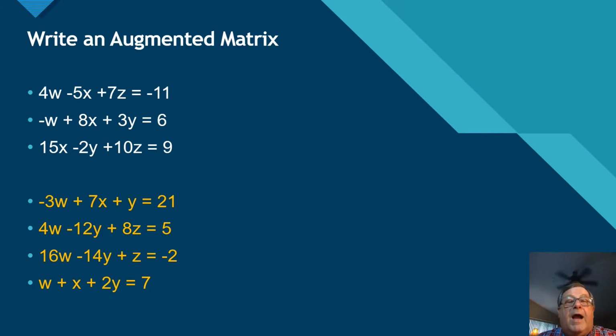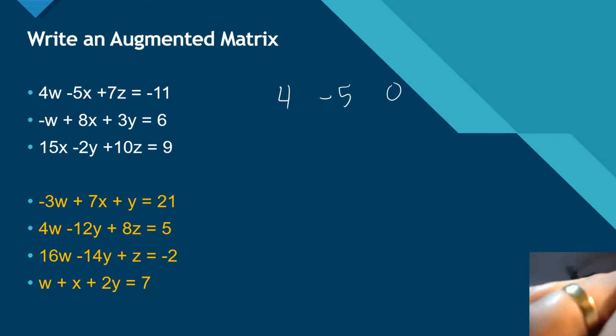I'm going to put my brackets and my dotted or solid line in a little bit later. Right now I'm just going to write the numbers, the coefficients I should say. So I've got 4, -5. I don't have a y term, so I'm going to put in a 0 in that first equation. 7, -11.